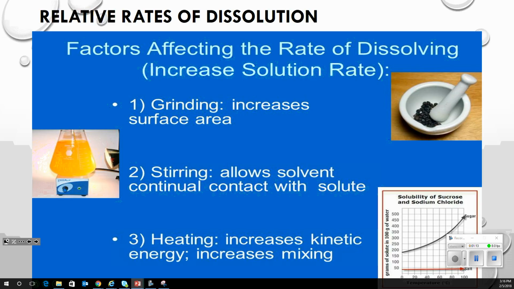I call these my Kool-Aid rules because if you make hot Kool-Aid, then it will dissolve really fast. If you make it with powdered sugar, it will dissolve even faster. And if you stir it, it will dissolve even faster. However, if you try to make Kool-Aid with sugar cubes and ice cold water and don't stir it, you probably are not going to get good Kool-Aid.